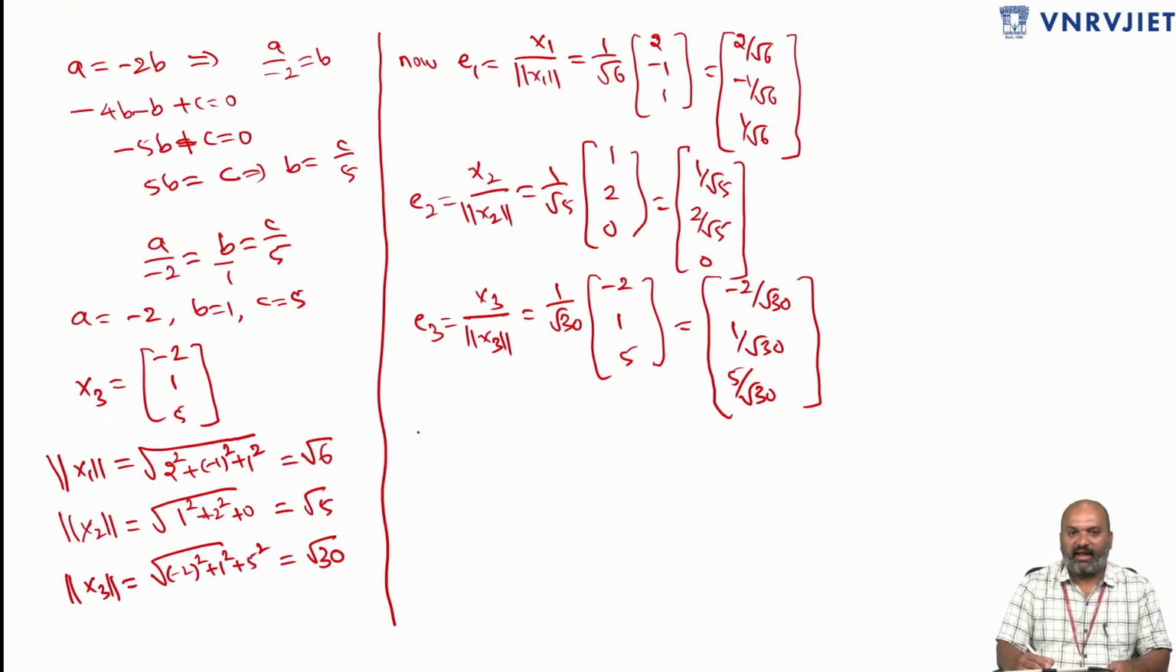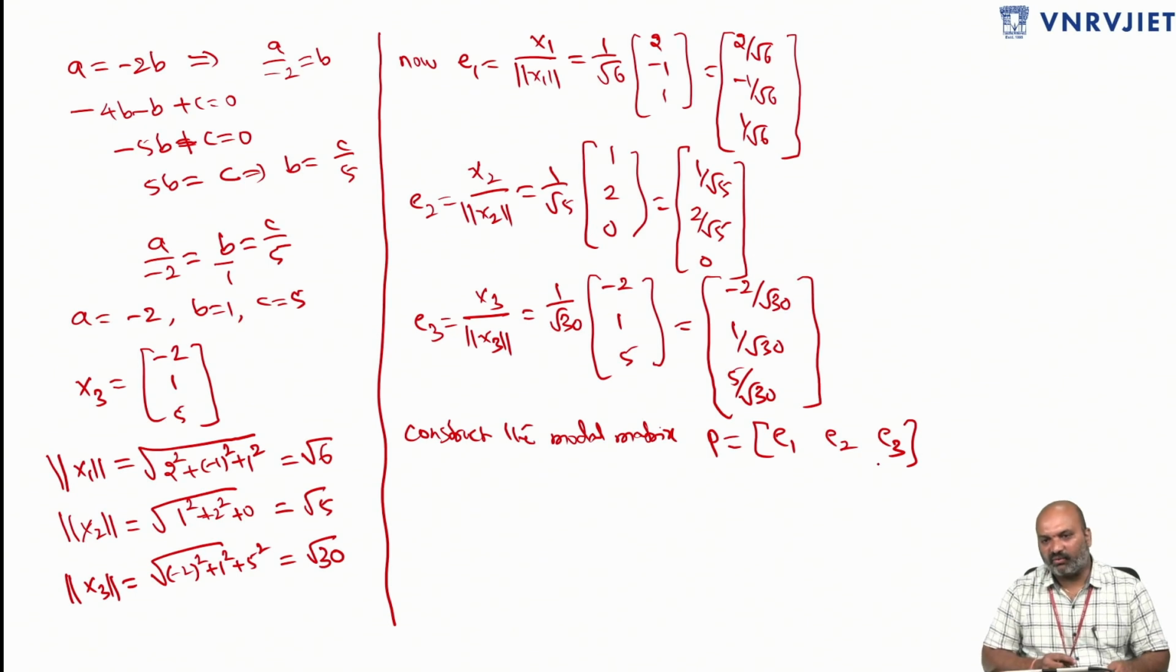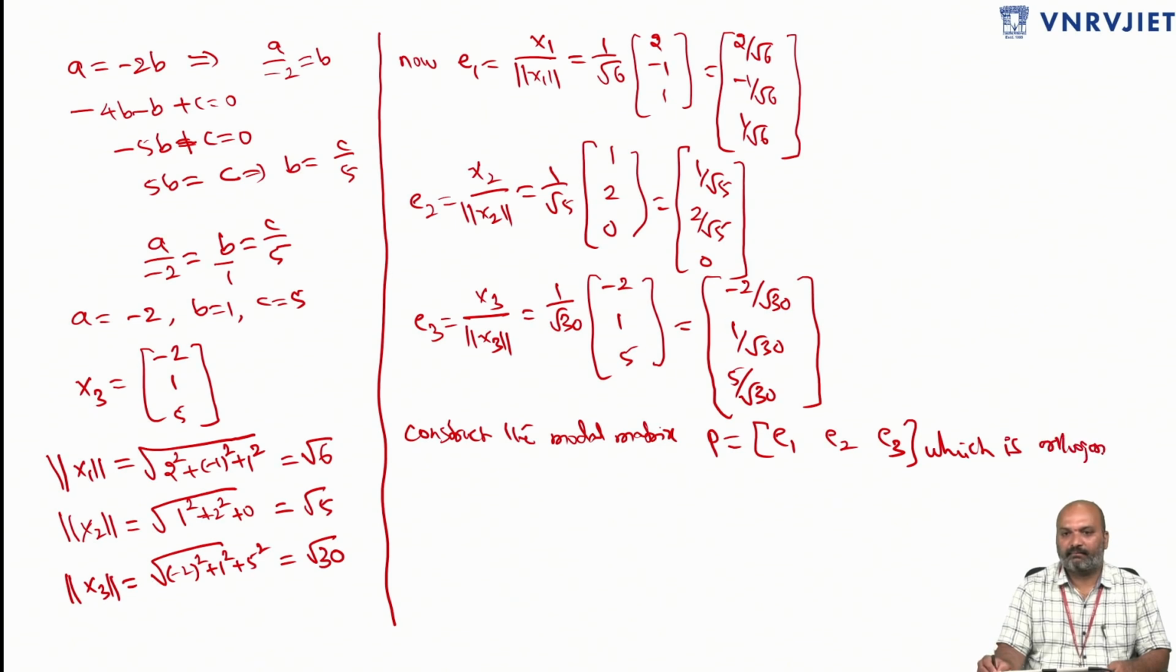Next, what do we have to do? We have to construct the model matrix P. What is P? P is equal to E1, E2, E3. So we take E1, E2, E3, the normalized eigenvectors, as the columns of the matrix P, which is the model matrix. Of course, remember this is orthogonal.